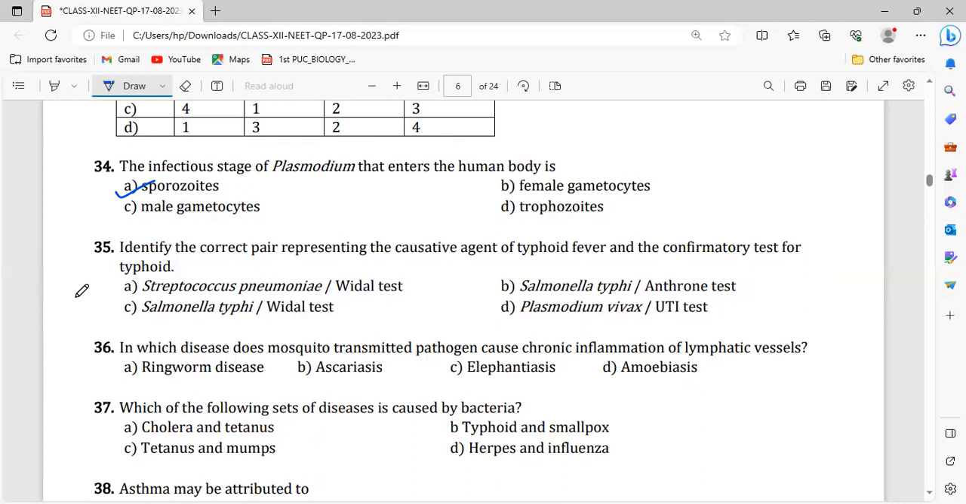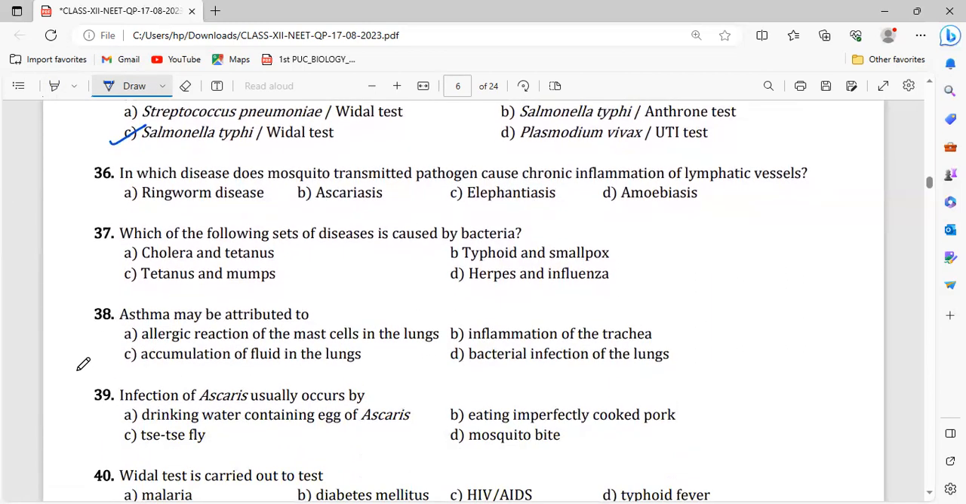Then 35. Identify the correct pair. Whenever you see a question like this, with correct, incorrect, or not, first underline or highlight these words so that you will not go wrong while answering. Identify the correct pair representing the causative agent of typhoid fever and the confirmatory test. The confirmatory test, we know, is the Widal test. So it should be A or B. A is Streptococcus pneumoniae, which causes pneumonia, and Salmonella typhi is the one which causes typhoid.